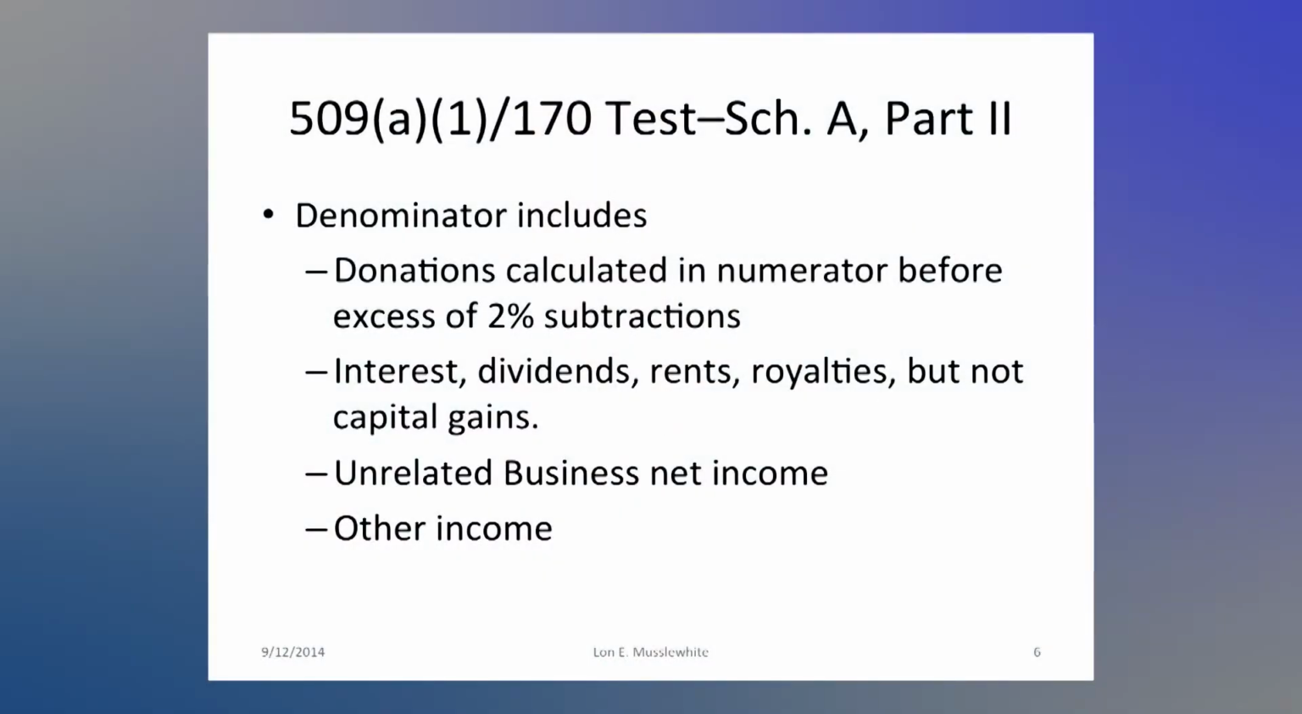The denominator will include donations calculated in the numerator before this 2% subtraction, interest, dividends, rents, royalties, but not capital gains, unrelated business net income, and other income.